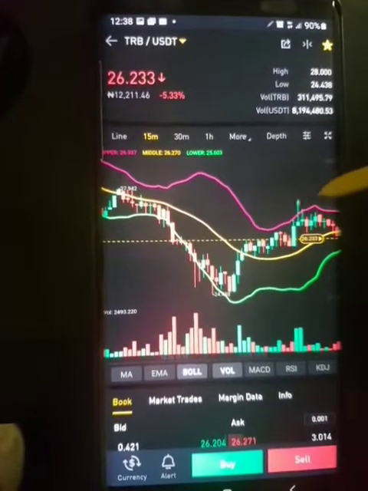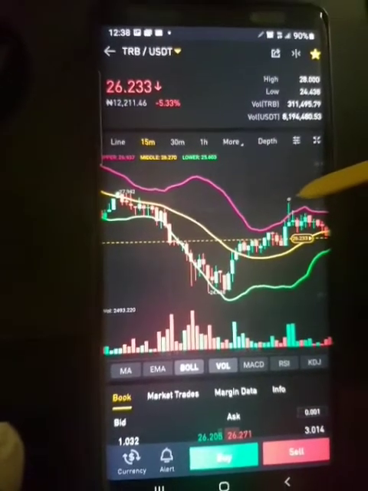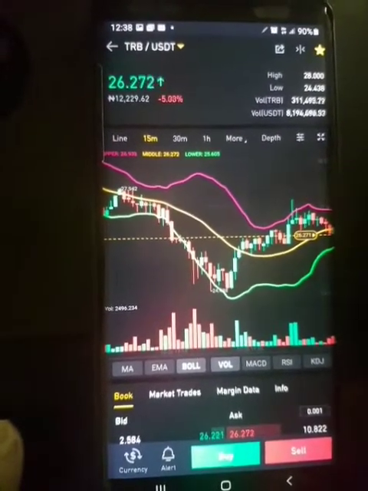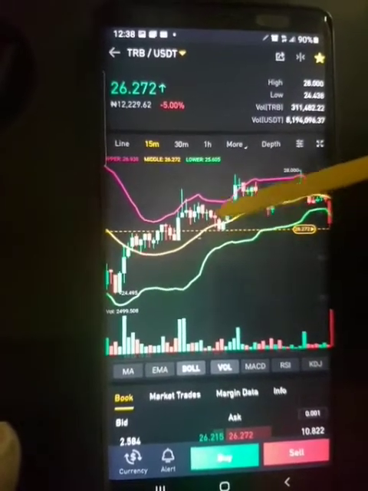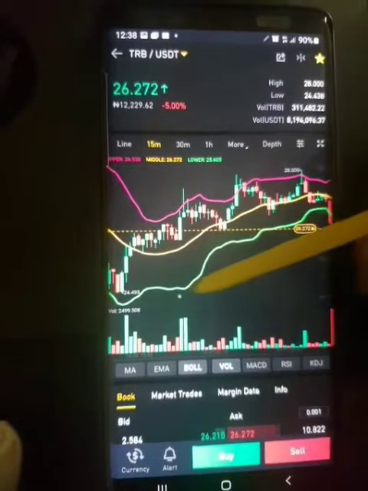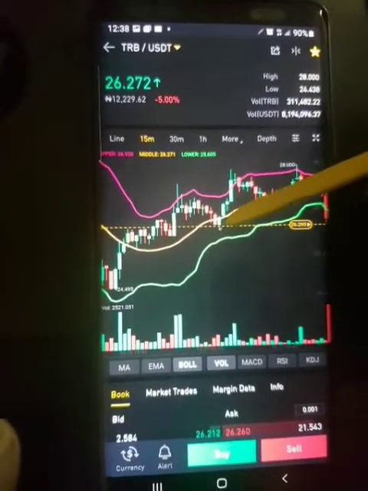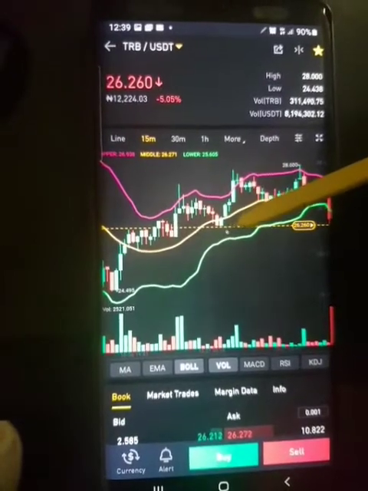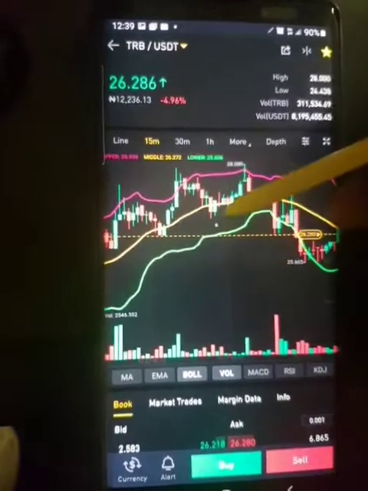So up here is where you try to sell as a daily seller. Once it goes up here, you try to sell. Then if it comes down again, you see it has changed its support from this green to here. So it's now using this middle as its support. So now if it comes down here, you can rebuy. When it goes up here, you resell. When it comes down here, you rebuy.